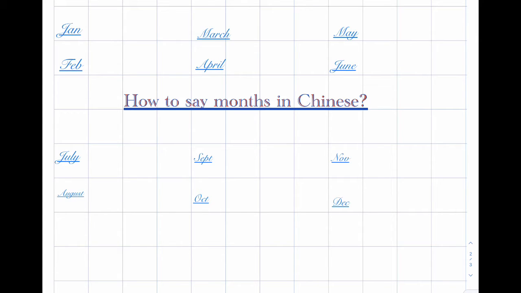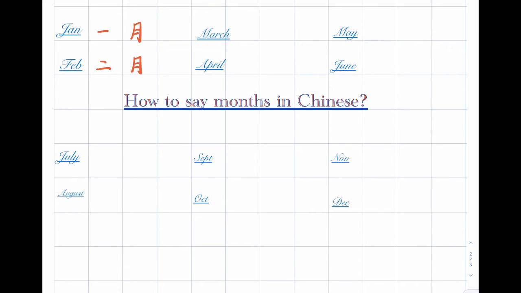Okay, let's start from January. Here, 1月 January, 2月 February. 月, if you watch my previous video, you will know 月 means moon. So we use moon to represent each month. And basically you just put the number in front of 月 and then represent that month.